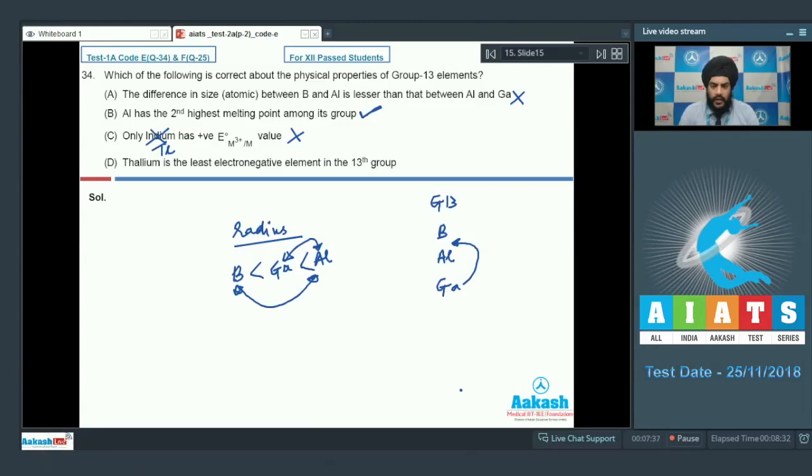Looking at option D now. Thallium is the least electronegative element in group 13. Students, this statement is incorrect. The least electronegative element in group 13 is aluminium. If you look at the electronegativity values given in NCERT, we can see that boron has the greatest electronegativity, and further when we go down the group from aluminium, the value of electronegativity keeps on increasing. So statement D is also incorrect. So students, we have to mark the correct statement for this question, and the correct answer for question number 34 is option B. Let us look at the next question.